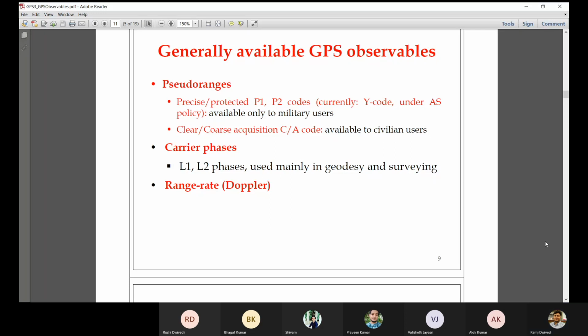When I say mainly used in geodesy and surveying, that means where we need the precise observation. Okay, range rate, which is Doppler, which is also available to us.